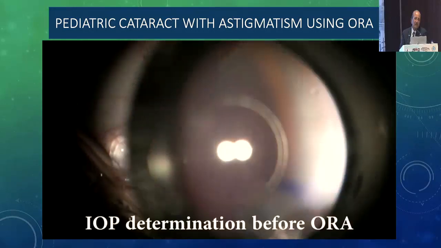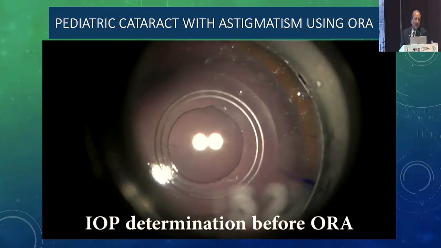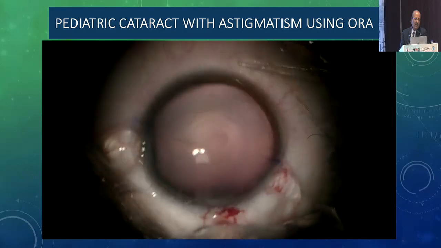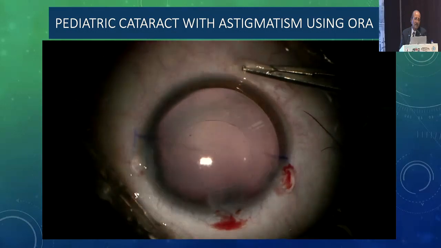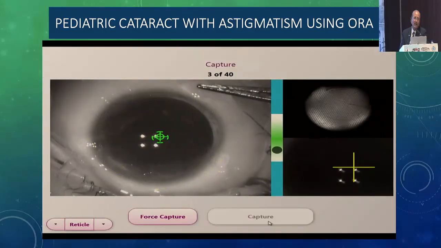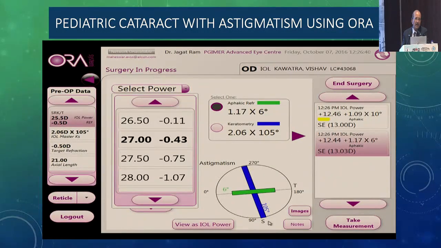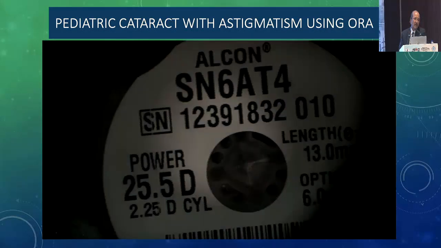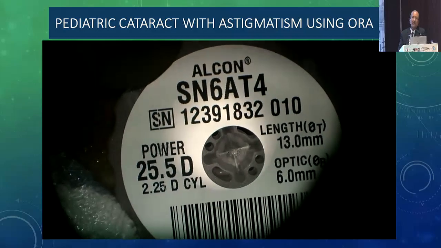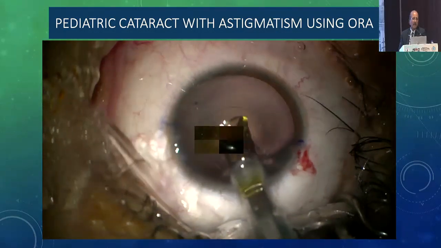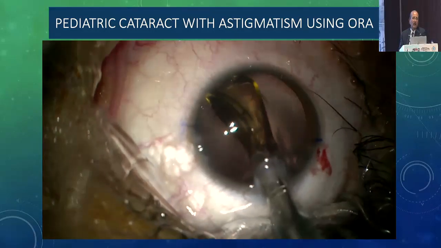Adequate viscoelastic into the capsular bag, and then because the child was under GA, I did some fixation by rotation, and it showed 27 diopter. But why did we put less? Because of undercorrection, that adjustment you have to do, particularly in children.